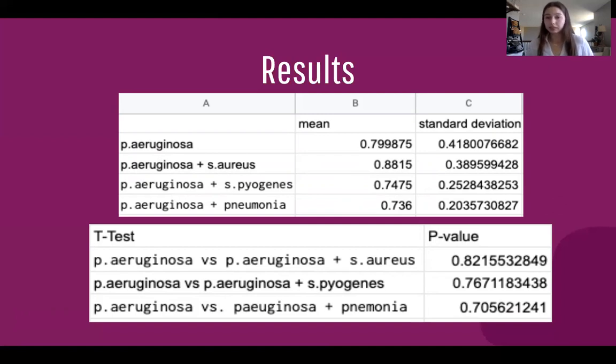From the t-test that I did, I can conclude that my data was not statistically significant because my p-value was greater than 0.05. My lowest p-value was with Pseudomonas and pneumonia, and it was 0.705. So clearly that does not fall below 0.05, and all the rest of the data was greater than that.